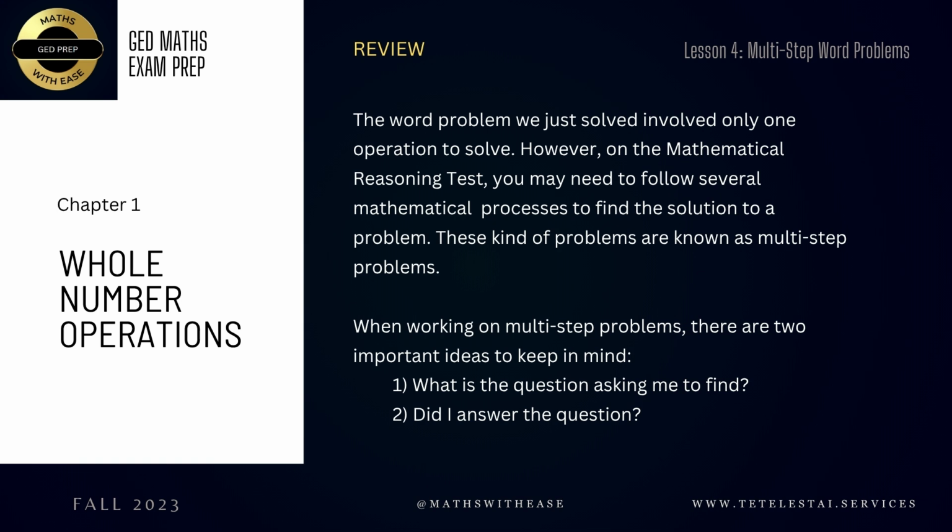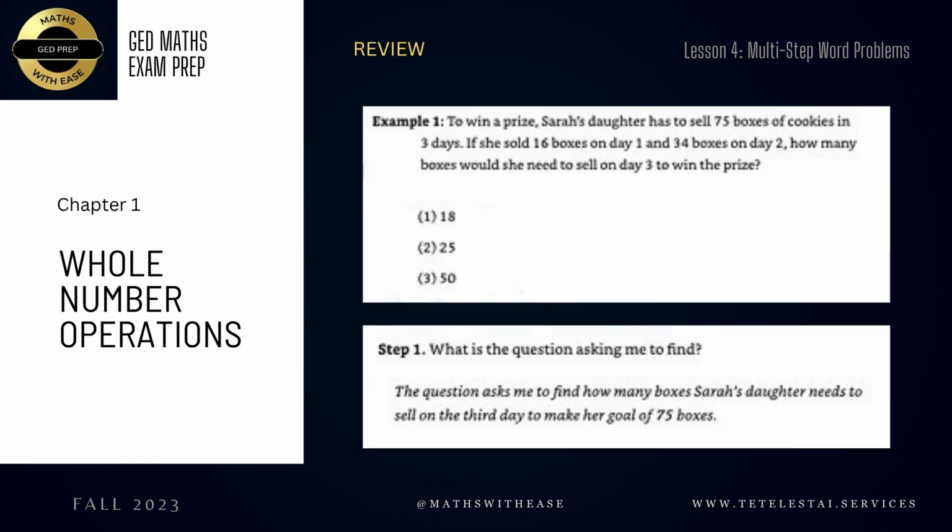Okay, and then there are some word problems that require you to perform multiple steps, and this is one such example. When you're working on multiple step problems, there are two things to keep in mind. Again, you want to ask what is the question asking you to find? And then did you answer the question completely? Okay. So in this example, to win a prize, Sarah's daughter has to sell 75 boxes of cookies in 3 days, right? If she sold 16 boxes on day one and 34 boxes on day two, how many boxes would she need to sell on day three?